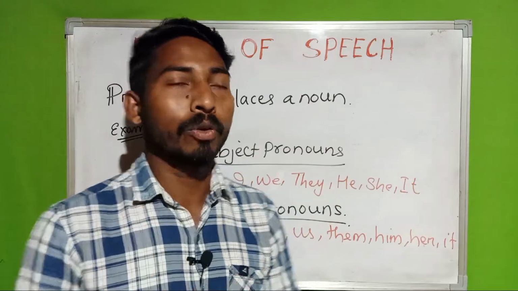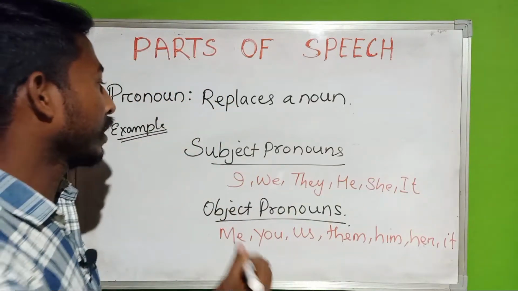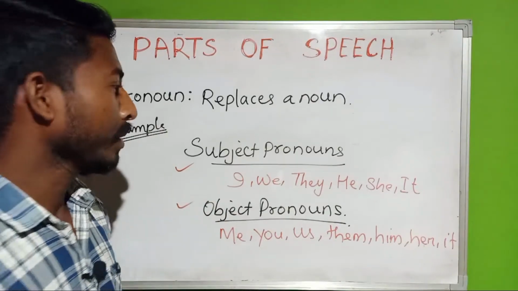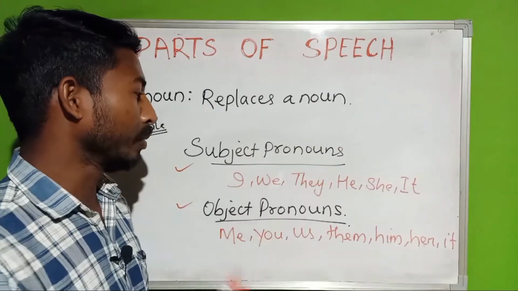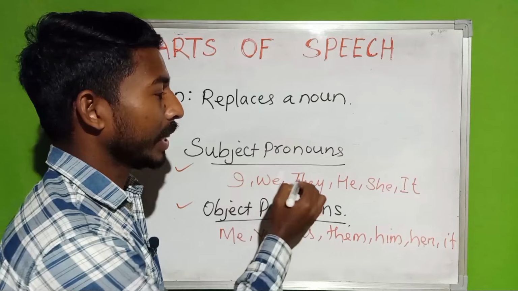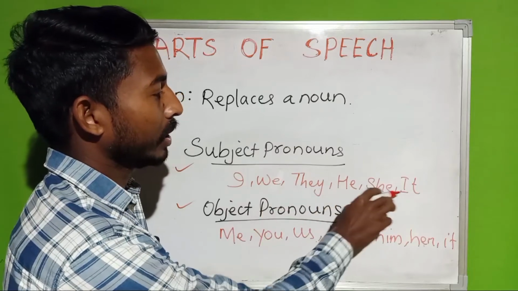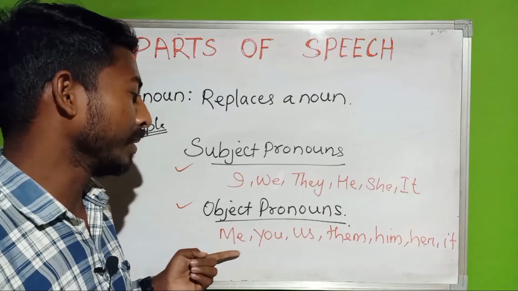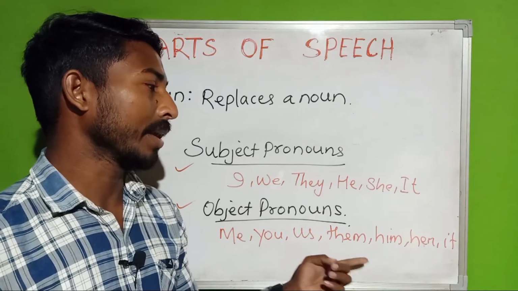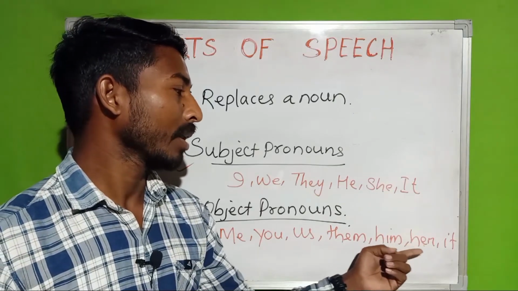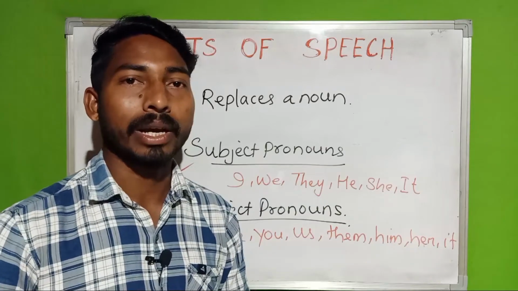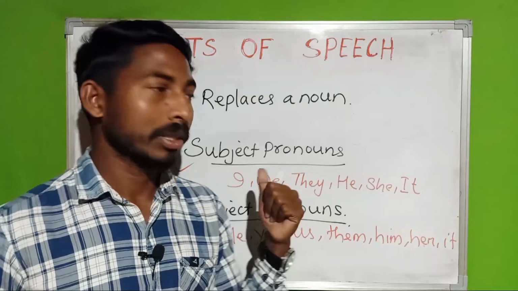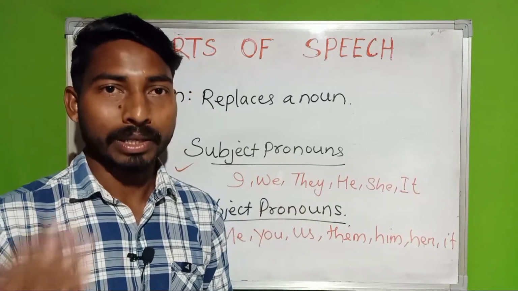And now I have few tips for you, that is for the subject pronouns and for the object pronouns. For the subject pronouns we can use I, we, they, he, she, and it. Okay, and for the object pronouns we can only use me, you, us, them, him, her, and it. Other than this we cannot use anything else. So keep in mind, this will be very helpful to you in coming days.